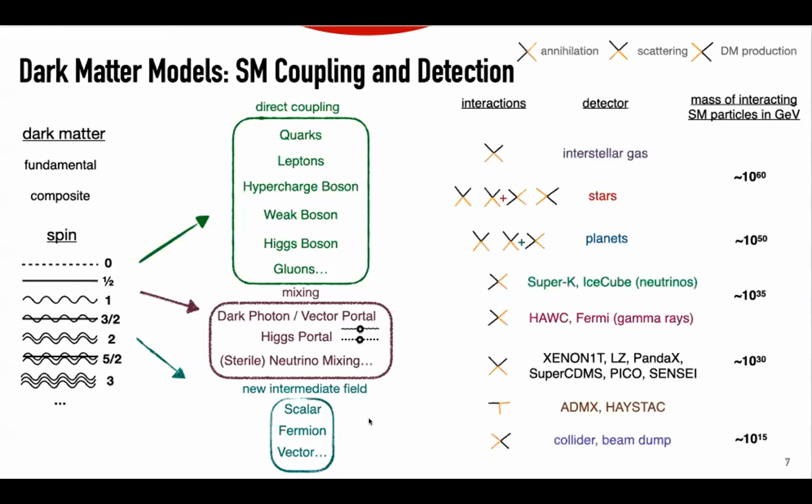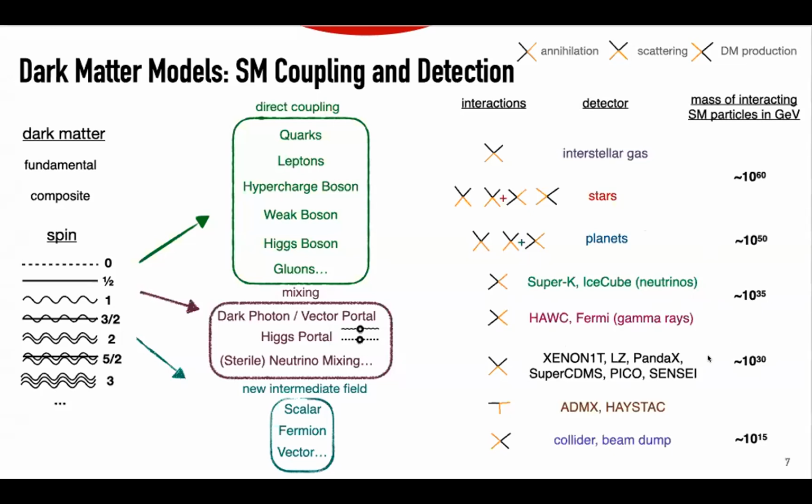And then I have lots of detection modes. Here I've arranged them in my own fashion, looking at detectors arranged from highest mass to lowest mass. This certainly isn't an exhaustive list. But if I think about the number of particles in GeV, I have interstellar gas clouds, stars, which have a lot of different detection modes, and planets, which similarly have a lot of detection modes. Then some experiments we're more used to thinking about: Super-K, IceCube, HAWC, and Fermi.